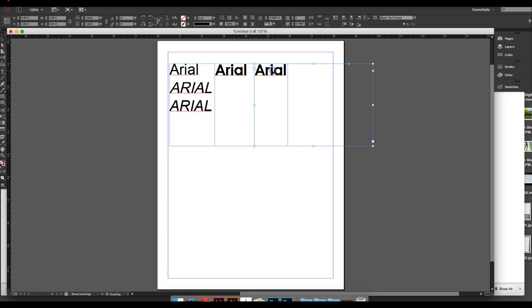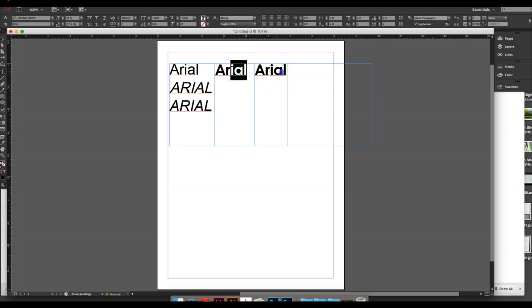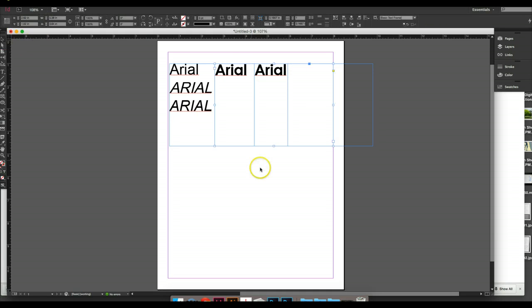Wait, what? That's not Arial Bold. No. Just ignore this. Ignore what it says. It's very confusing, I know. Really confusing.